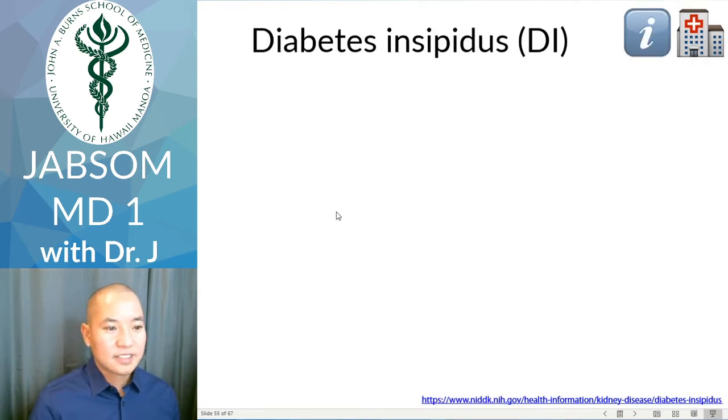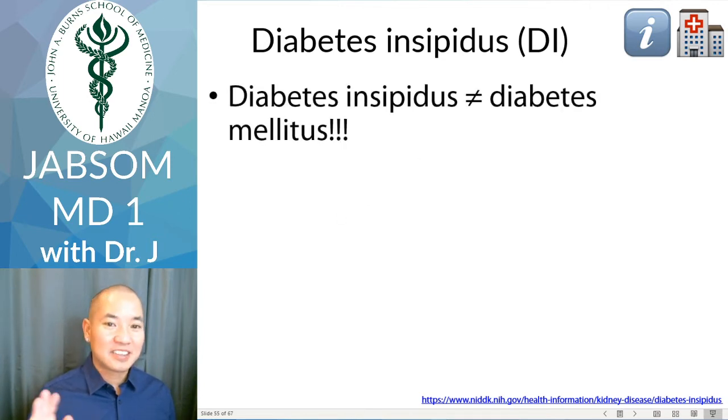Now let's talk about diabetes insipidus. You hear diabetes, and when people think about diabetes, you typically think about diabetes mellitus, but they're not the same. When you think about things like insulin and blood glucose, you're typically thinking about diabetes mellitus, but diabetes insipidus is a different thing.